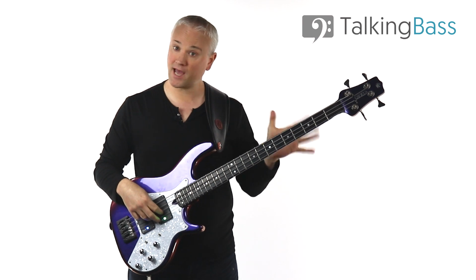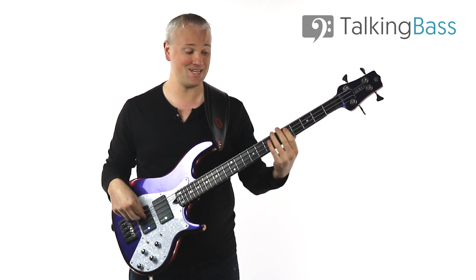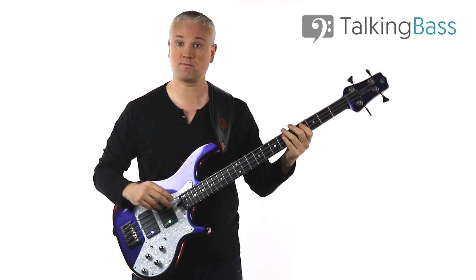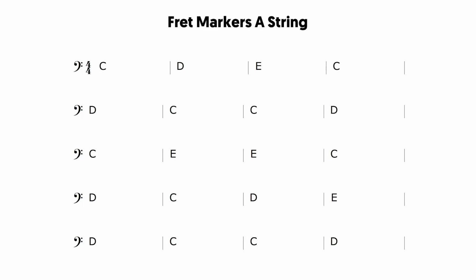So next we move on to the A string. So remember we had there C, D, and E. So again, let's work through the test sheet. First 8 bars. 1, 2, 3, 4. C, 2, 3, 4. D, 2, 3, 4. E, 2, 3, 4. C, 2, 3, 4. D, 2, 3, 4. C, 2, 3, 4. C, 2, 3, 4. D, 2, 3, 4.